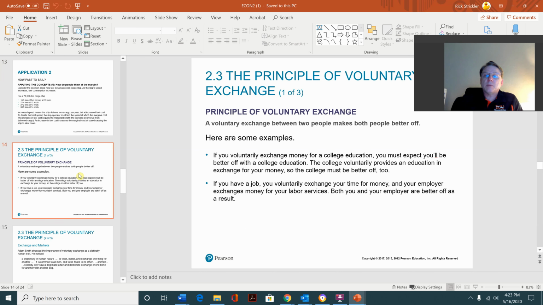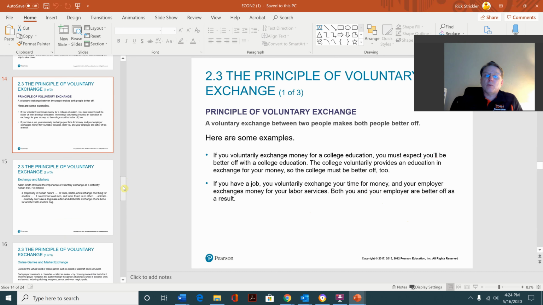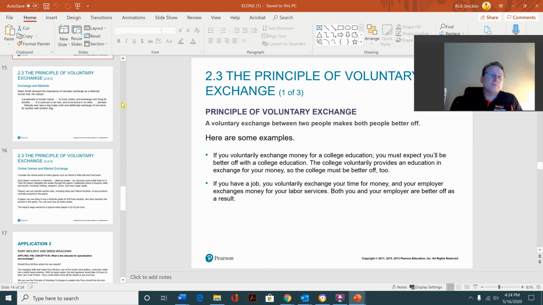Okay. Principle of voluntary exchange. Here are some examples. If you voluntarily exchange money for a college education, you must expect you will be better off with a college education. The college voluntarily provides an education in exchange for your money, so the college must be better off too. If you have a job, you voluntarily exchange your time and talents for money, and your employer exchanges money for your labor. Both you and your employer are better off as a result. Otherwise, your employer would get rid of you or you would voluntarily leave.